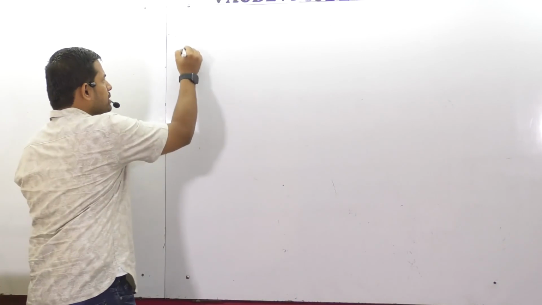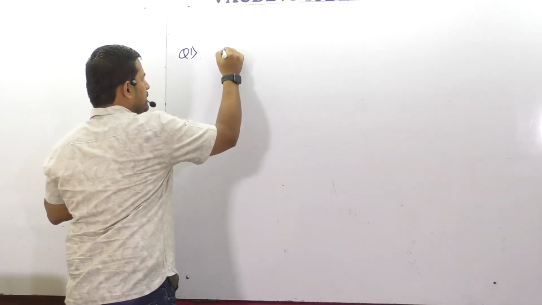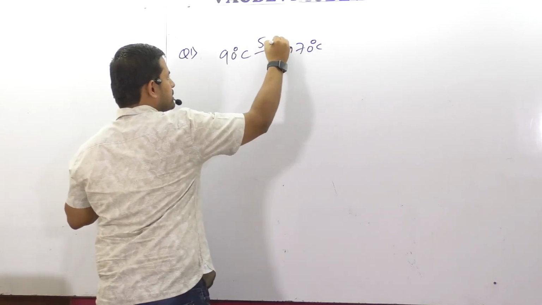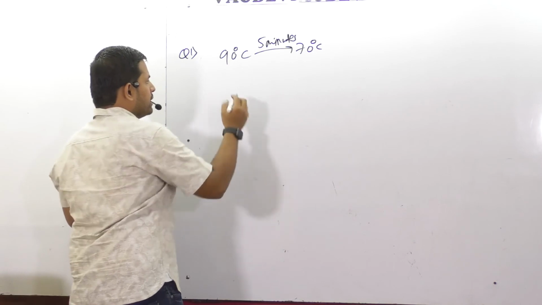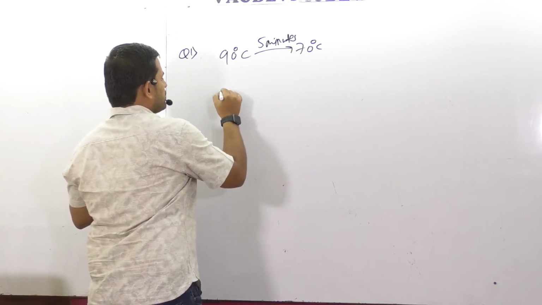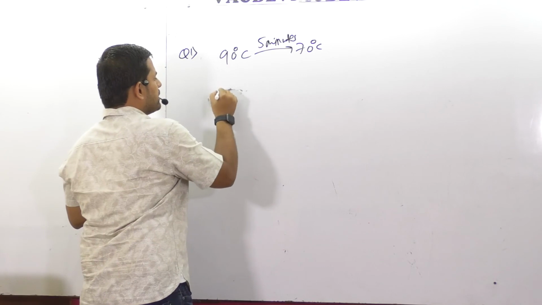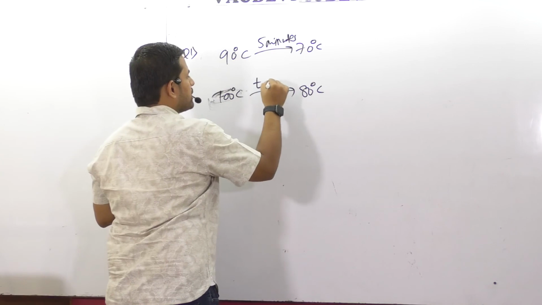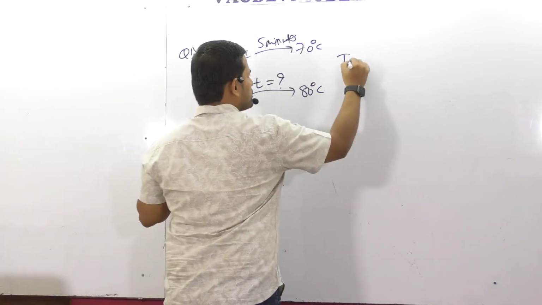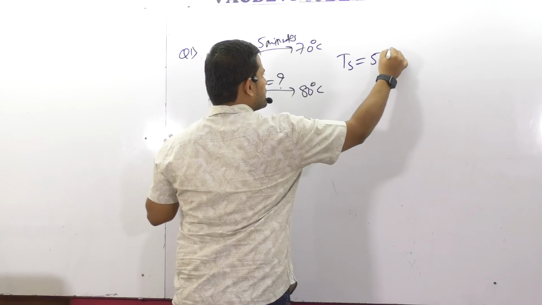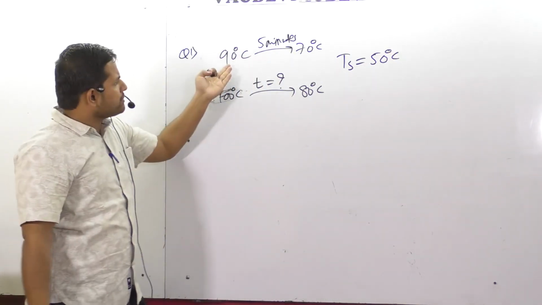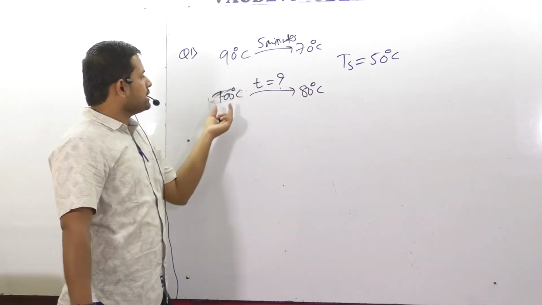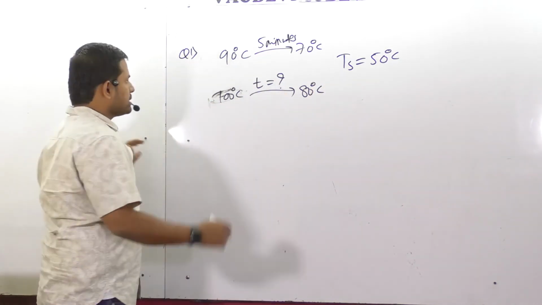Let me give you some homework questions. Question number 1, please take it. 90 degrees Celsius to 70 degrees Celsius takes 5 minutes. Now please find out, for 100 degrees Celsius to 80 degrees Celsius, what will be the time taken? T is equal to question mark, and the temperature of the surrounding is going to be 50 degrees Celsius. Please do this problem. Do you understand this problem now? 90 to 70 takes 5 minutes. If the surrounding temperature is 50, how much time does it take from 100 degrees Celsius to 80 degrees Celsius? You can do it easily.